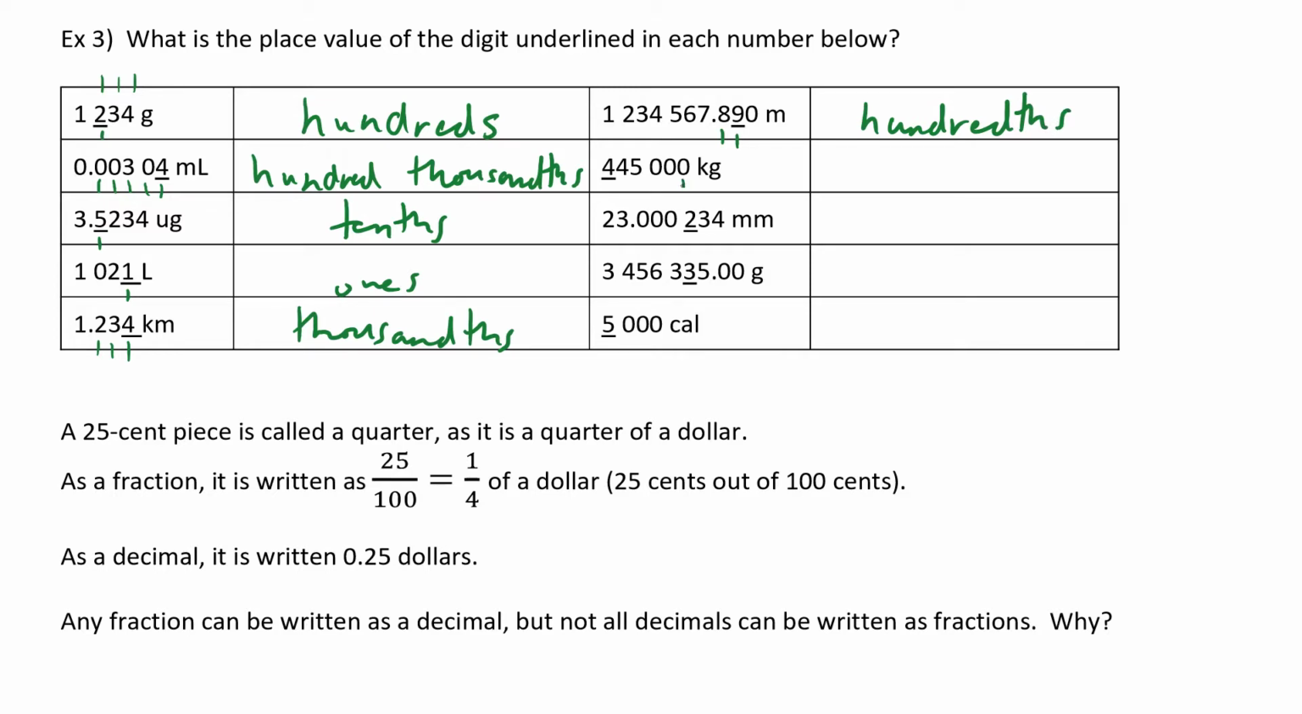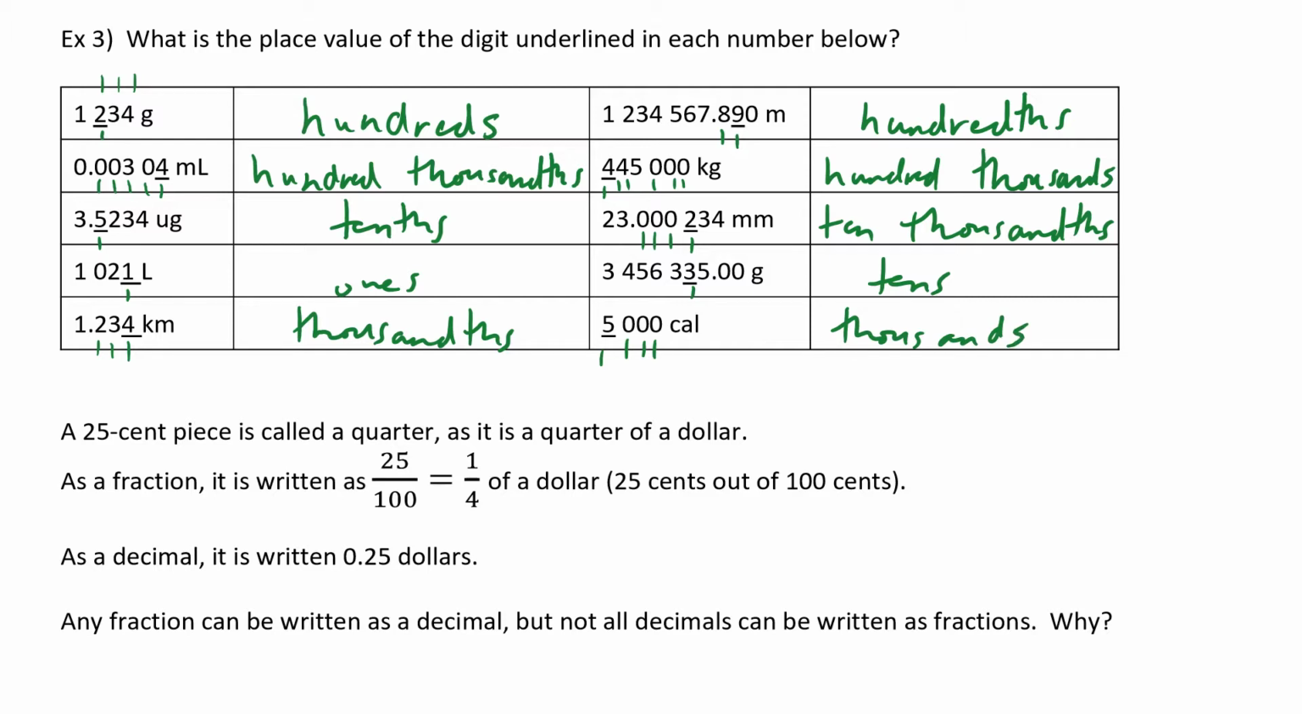What do we have here? Ones, tens, hundreds, thousands, 10,000s, 100,000s. 100,000s with no TH. Over here, tenths, hundredths, thousandths, 10,000ths, with a TH. Here, we have tens. Finally here, ones, tens, hundreds, thousands. No TH. Hopefully that was review for you.